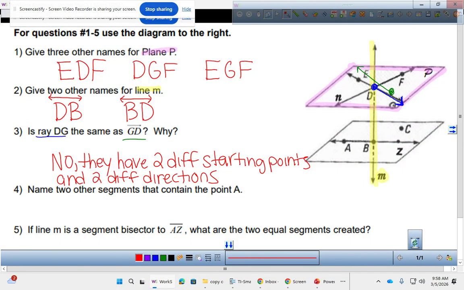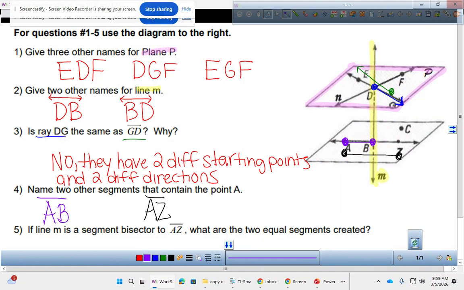All right, number 4, name 2 segments that contain the point A. So let me find the point A. Here's the point A. A segment could start at A and stop at B. And the symbol for a segment looks like this. So that segment is that one. A different segment could start at A and keep going and stop at Z. So we could say AZ. These are our 2 segments.